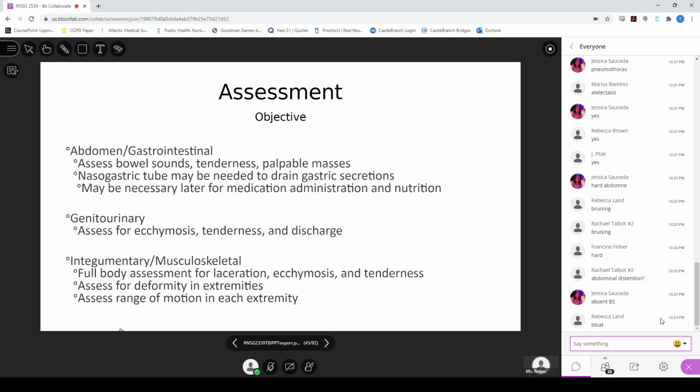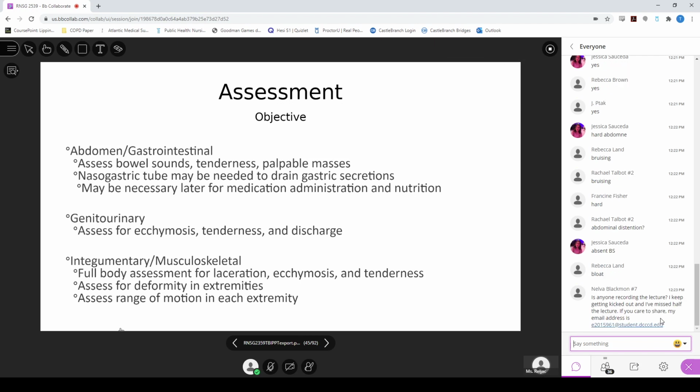A nasogastric tube may be needed for secretions. Multiple reasons here. Secretions that build up in the stomach can make the patient nauseated because of that increased acid in their stomach. It can also cause aspiration if it builds up too much. So the nasogastric tube drains off the stomach and manages the secretions, to make sure they don't aspirate. And then obviously later it can be needed for medication administration and nutrition.